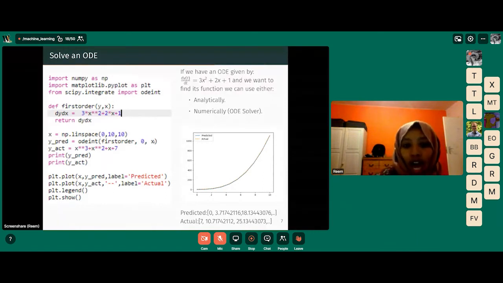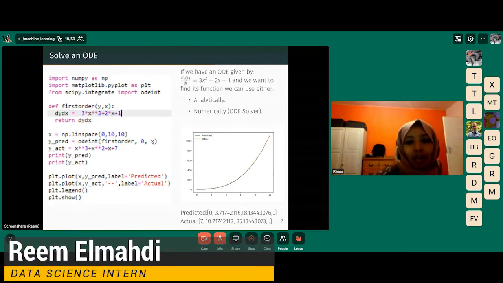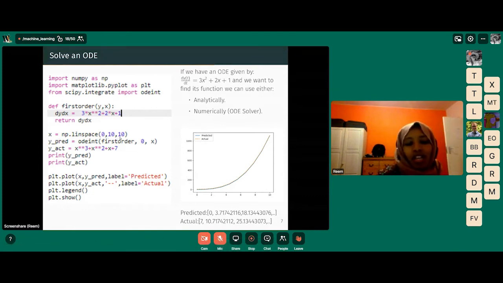Independent is the one that doesn't depend on the other. So this x is the independent variable. This x has several values. Whenever I plug in one value of x, I should get some value for y, okay? So ODEint takes the function, takes some initial values, which is in this case 0, and takes some parameters or range of values for our independent variable, which is in this case x.